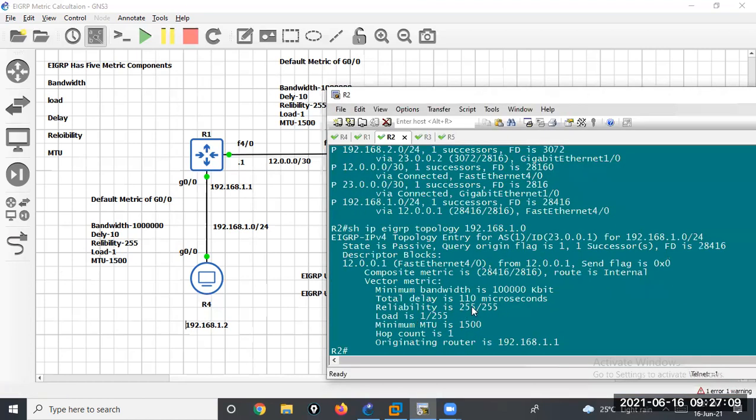And the reliability is 255, which is common. And the load is 1. MTU is 1500 bytes. It doesn't matter, but hop count is also 1. Right? So these are the metric components.